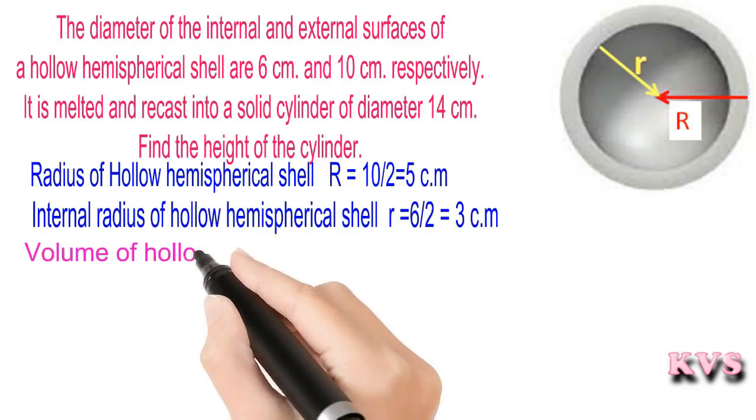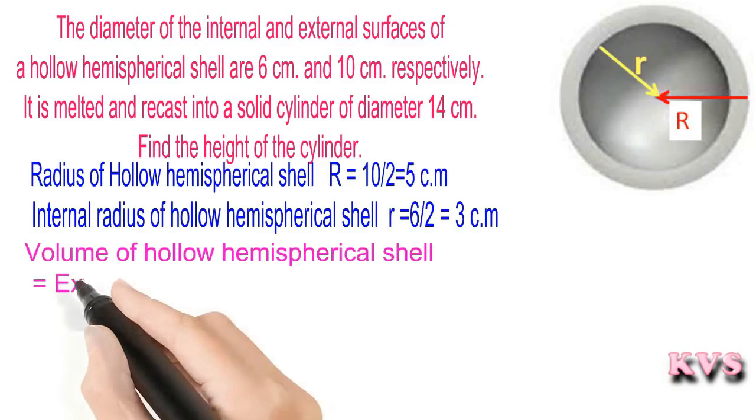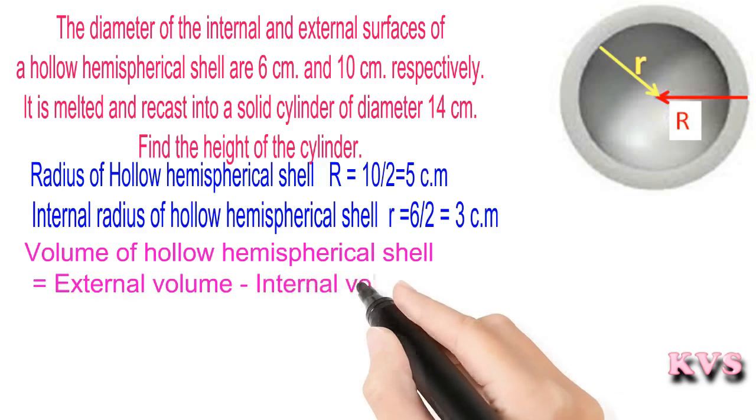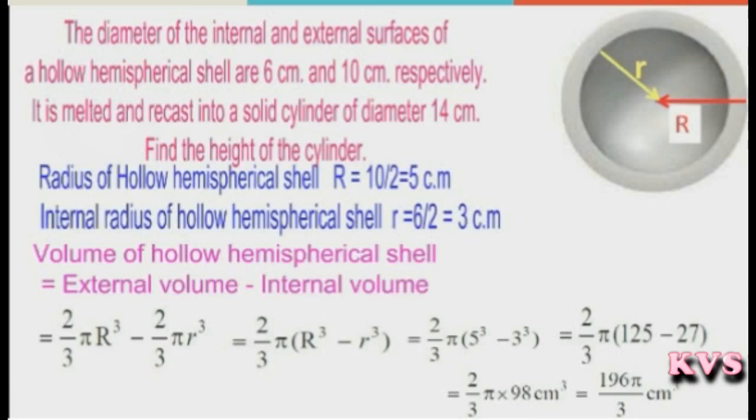Volume of hollow hemispherical cell is equal to external volume minus internal volume, which is equal to 2 by 3 pi capital R cube minus 2 by 3 pi small r cube, equal to 2 by 3 pi into R cubed minus small r cube, which is equal to 2 by 3 into pi into 5 cubed minus 3 cubed, which is equal to 2 by 3 pi into 125 minus 27.